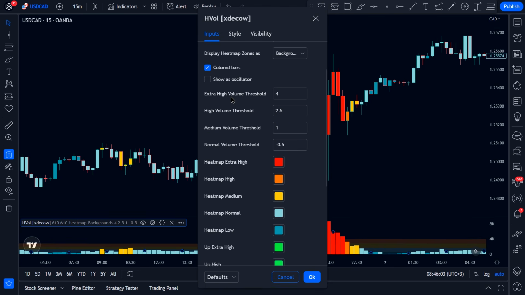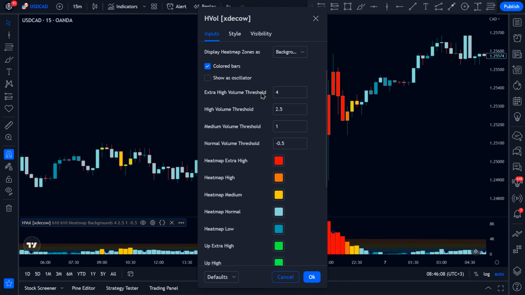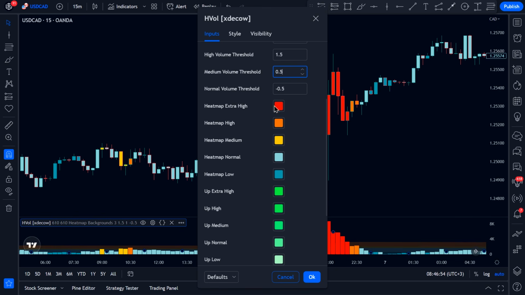Here we can see that the indicator consists of 4 different volume thresholds: the extra high, high, medium, and normal. These parameters can be changed according to your preferences. Personally, I like to change the extra high volume to 3, high volume to 1.5, and the medium volume to 0.5. Then here we can see that these beautiful colors actually have meaning.